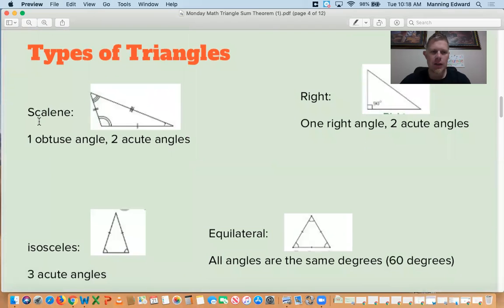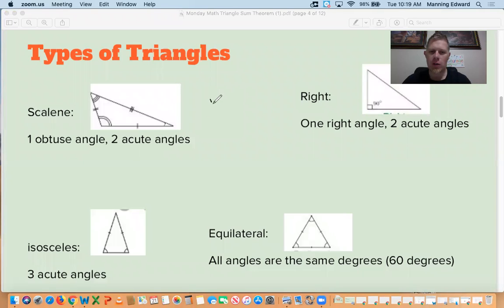We have a scalene. That means one obtuse angle and two acute angles. So basically, one of the angles is bigger than 90 degrees, and the other two are going to be smaller than 90 degrees. And to my knowledge, you can never have a triangle that has two obtuse angles. It's physically not possible. You can go ahead and try it, but you'll never be able to draw one out.